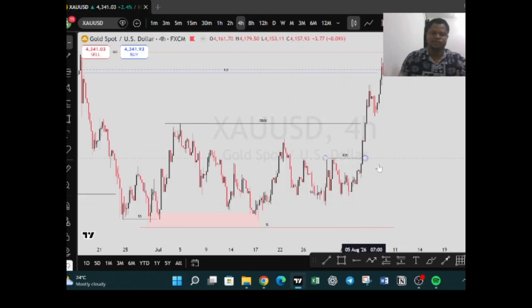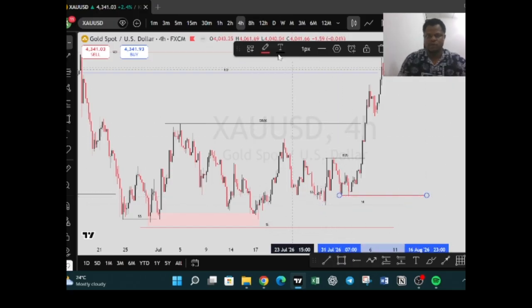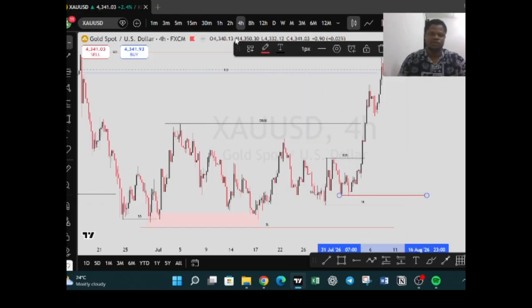So because of this BOS to the upside, we now see that buyers are induced. If buyers are induced, where are they trapped? Looking at this structure here, if we have a sweep here, it means that this low is protected. If that low is protected, I can see that buyers were trapped here. So this is where I want to take a buy trade to the upside.